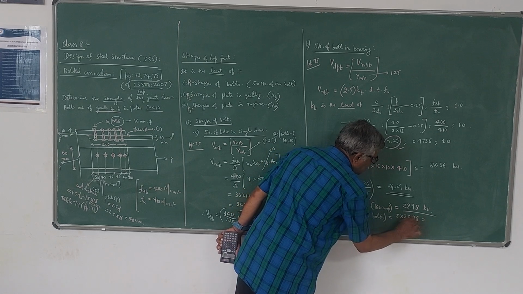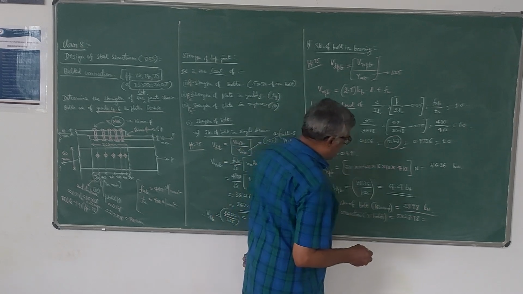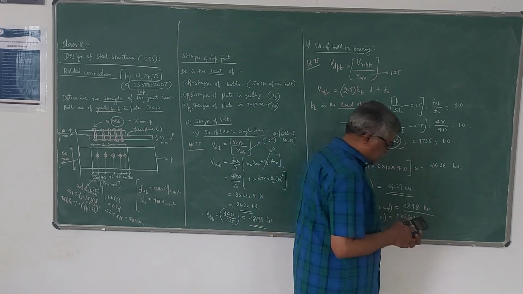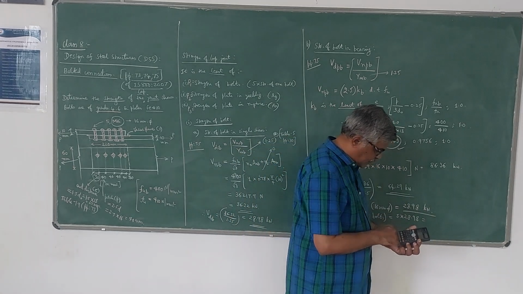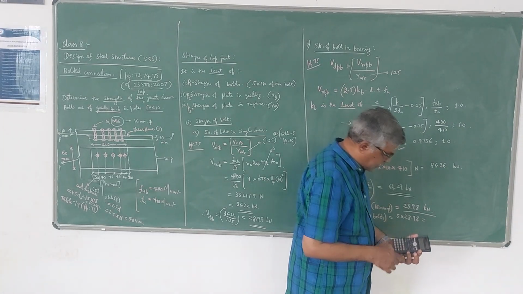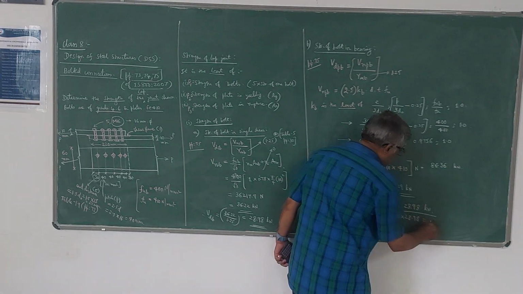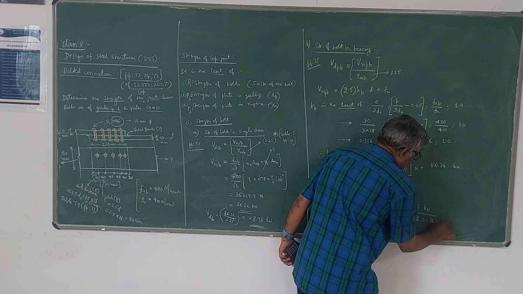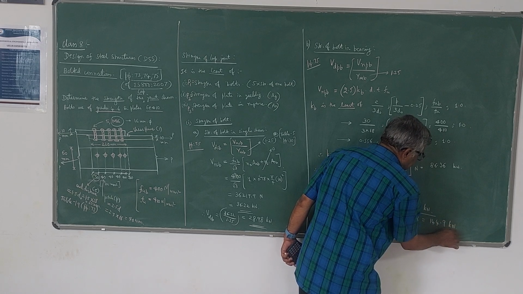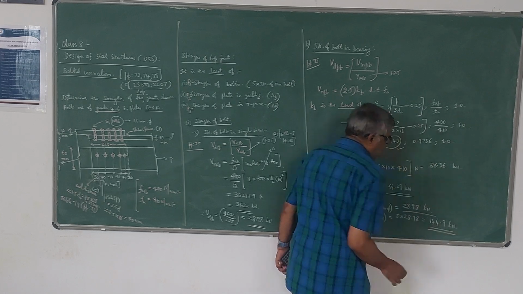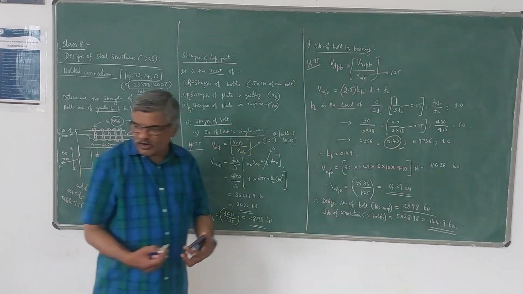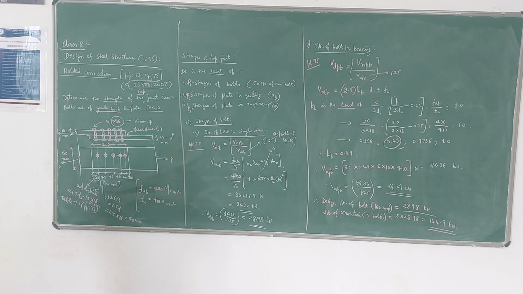So you have 5 into 28.98, which we are going to get as 144.9 kilonewton. This is the value we are going to get for the strength of the 5 bolts.